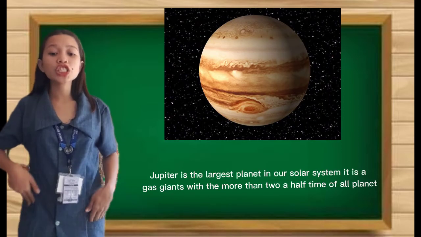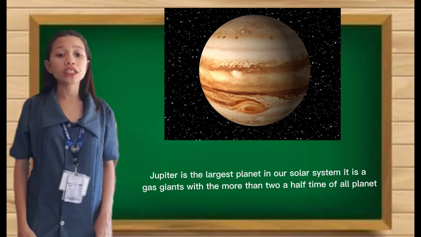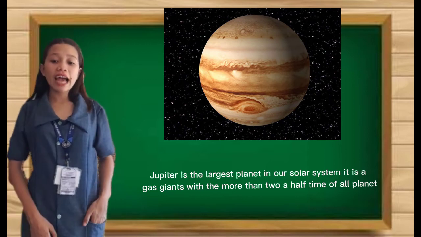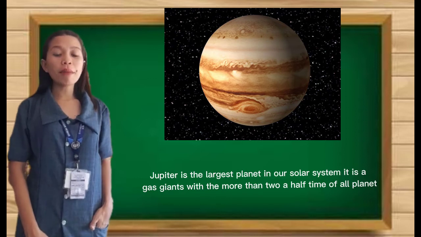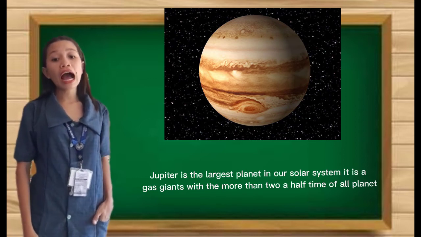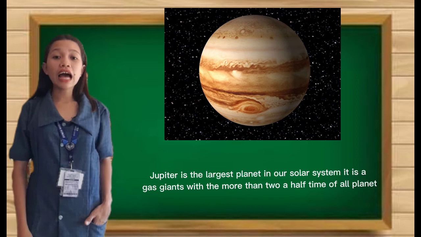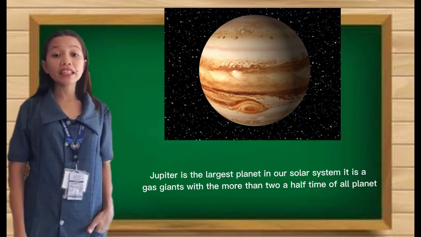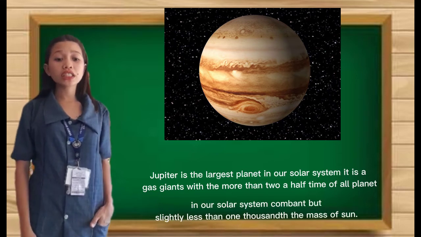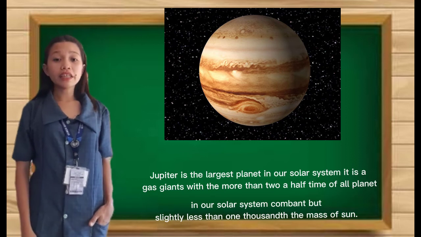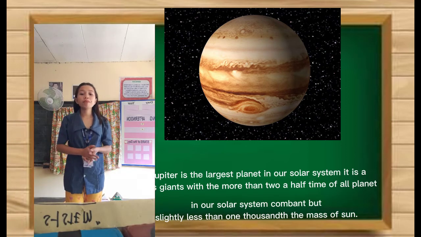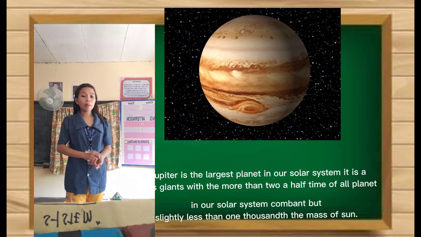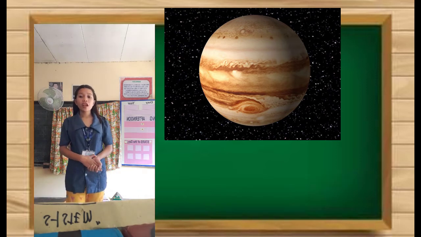Jupiter is the largest planet in our solar system. It is a gas giant with a mass more than 2.5 times that of all the other planets in our solar system combined, but slightly less than 1/1,000 the mass of the Sun.